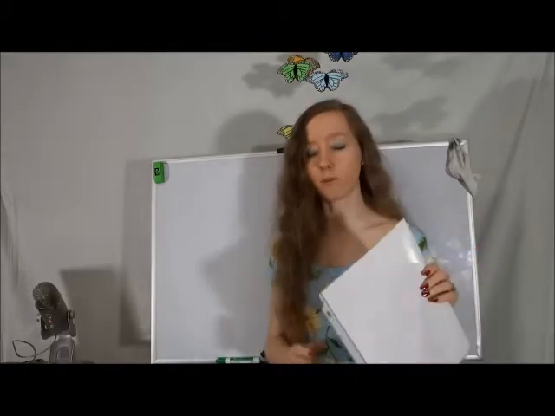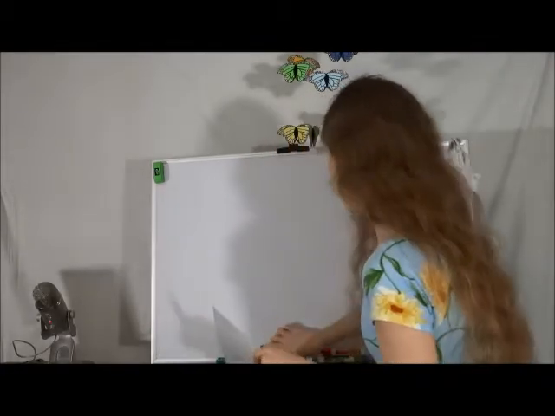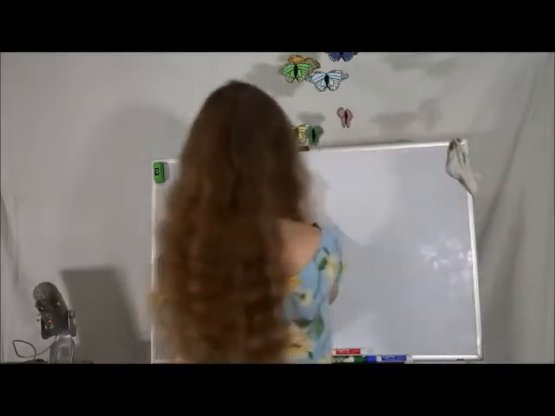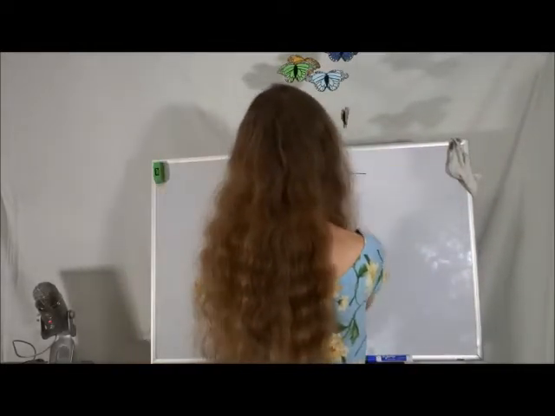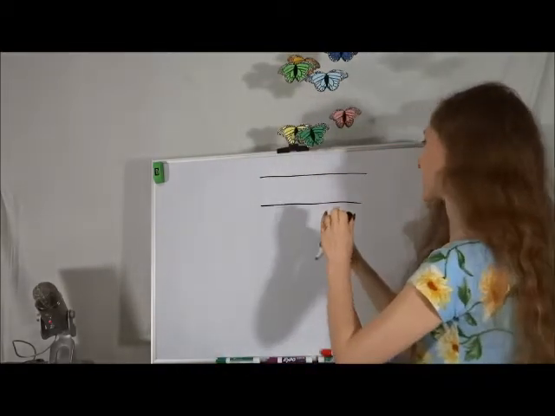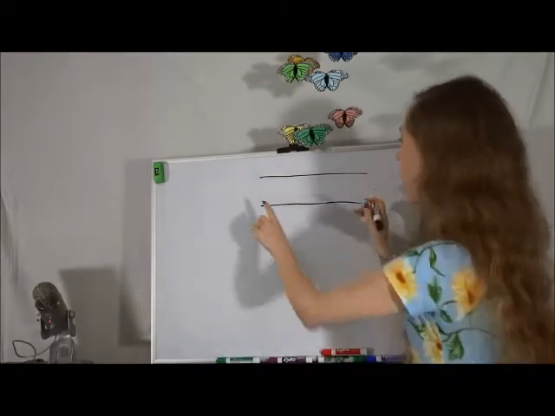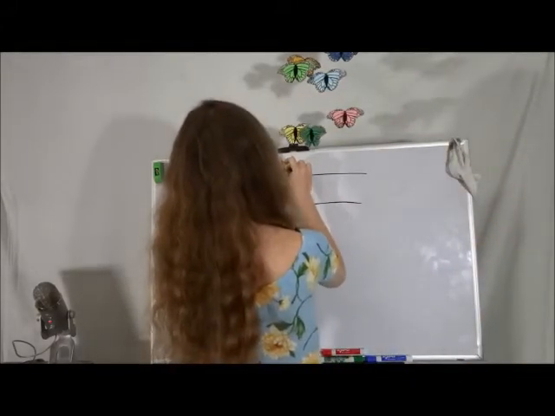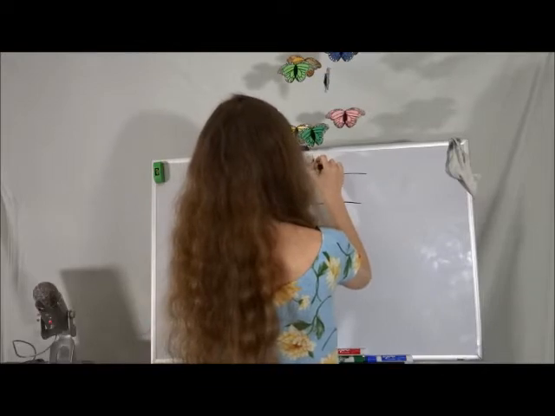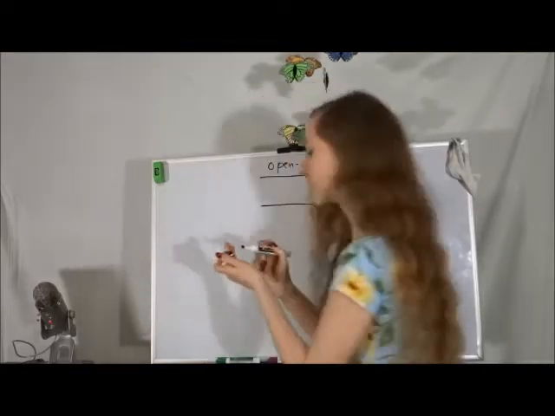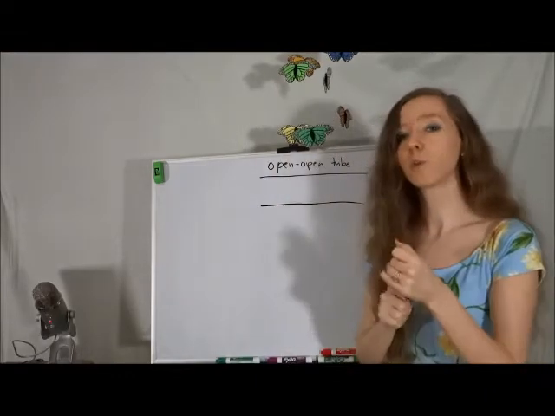So let's suppose we have a tube that is open on both ends. I'm just going to draw, this is a cross-sectional view, so we're looking inside the tube. It's like the cut in half view. And it's open at either end, so we're going to call this an open-open tube. An example of an open-open tube would be a flute.